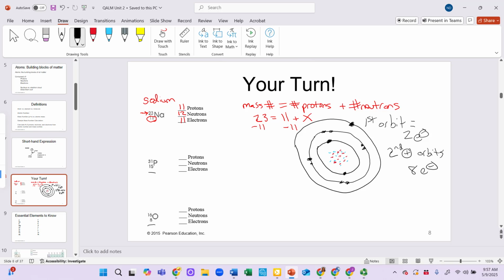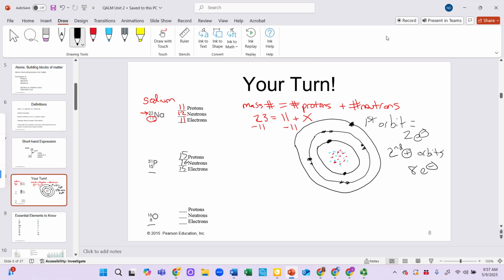Okay, hopefully you had a chance to do that. So protons, so our atomic number is our number of protons, and since it's uncharged, the number of protons is also the number of electrons. Now with the mass number, that's the number of protons plus neutrons. So in order to solve for the number of neutrons, we would take 31 minus 15, which is 16. So we got 16 neutrons.